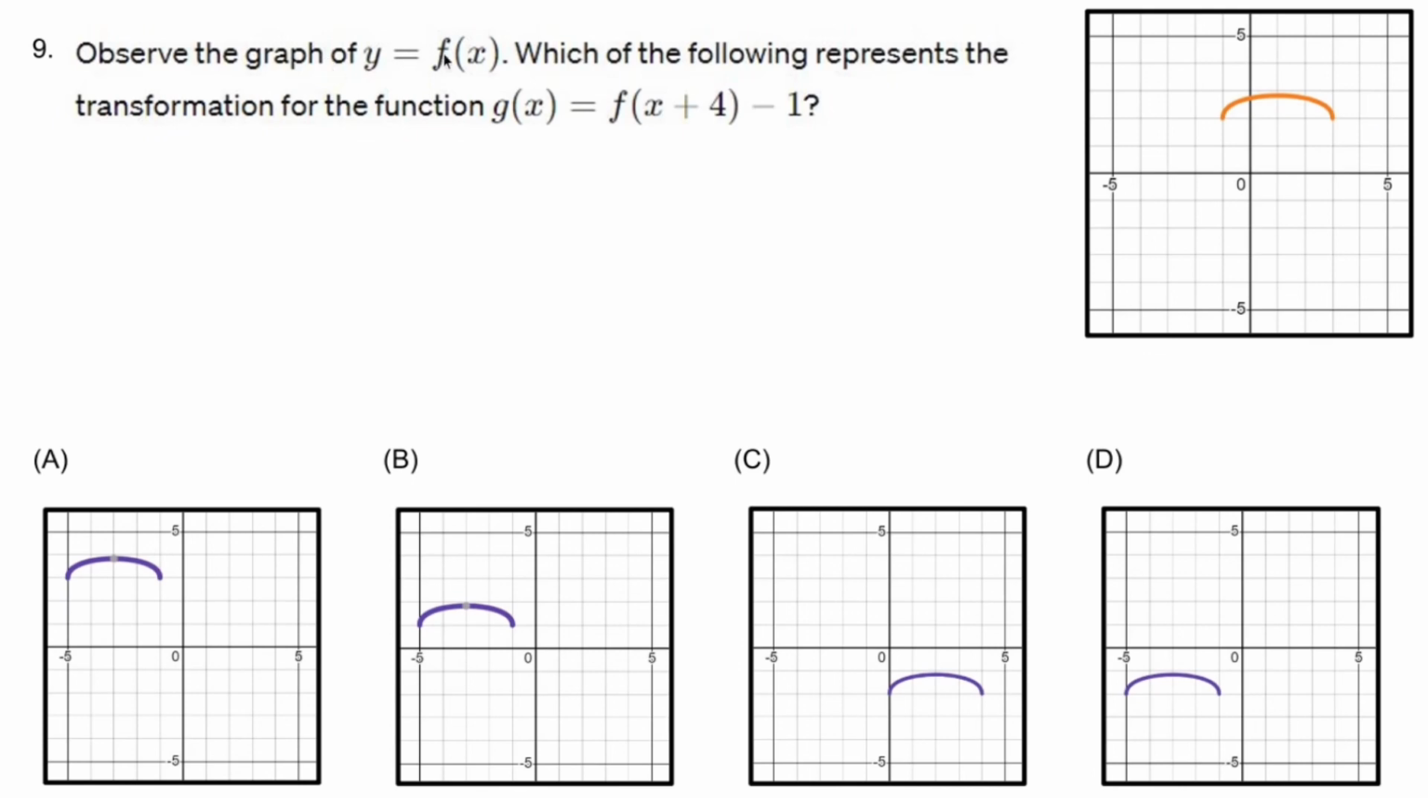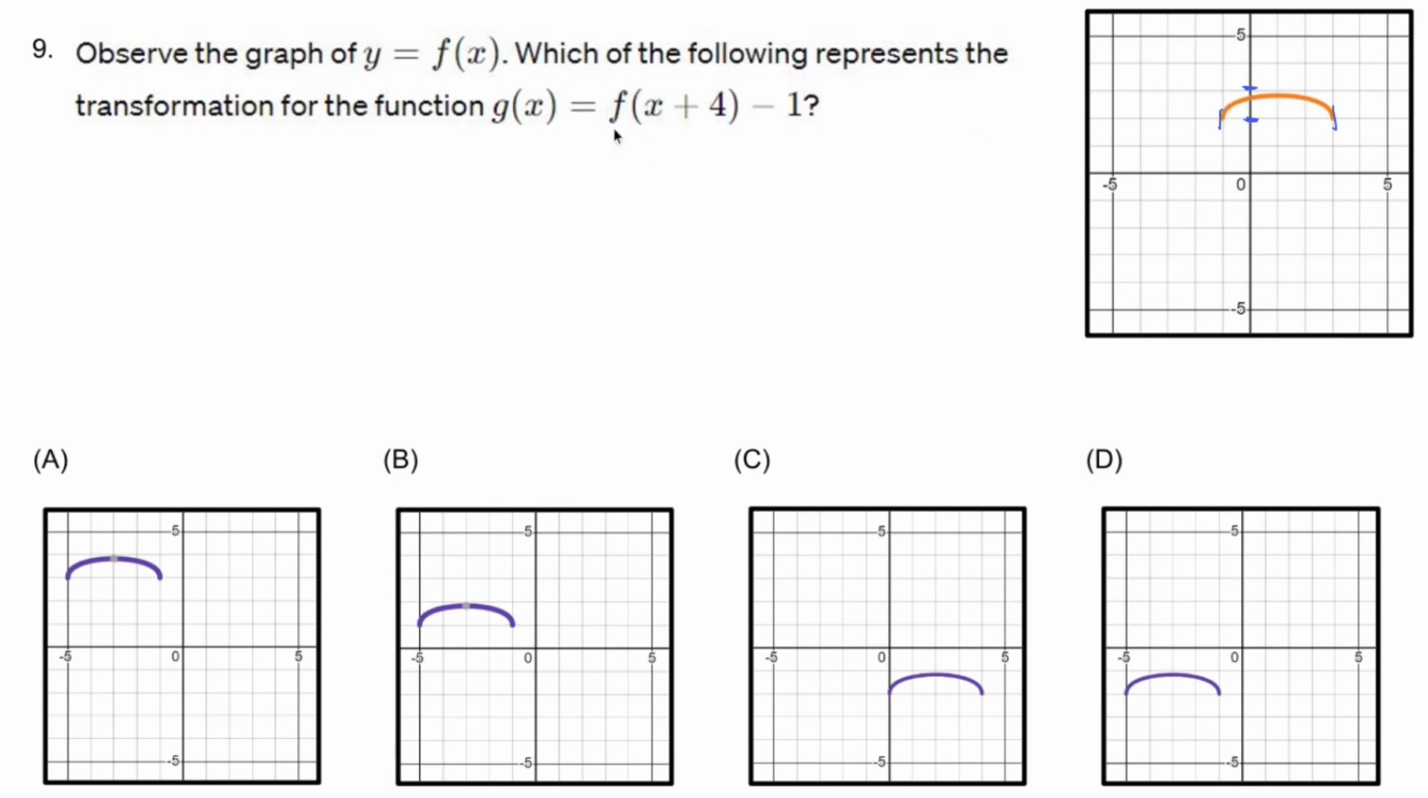Observe the graph y equals f of x. Which of the following represents the transformation for the function g of x equals f of x plus 4 minus 1? So it looks like we have this weird half oval looking thing that happens between -1 and 3, and then it kind of starts at 2, and is almost a unit tall, but not completely a unit tall. So we kind of have it boxed in, between -1 to 3 and 2 to 3.